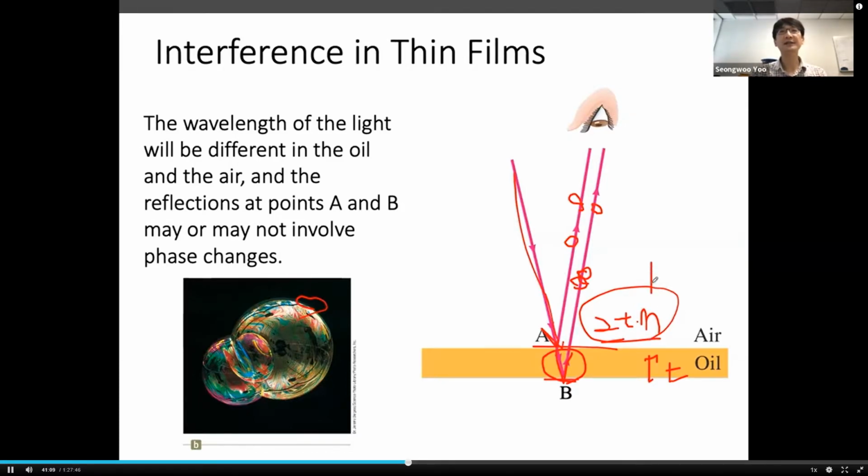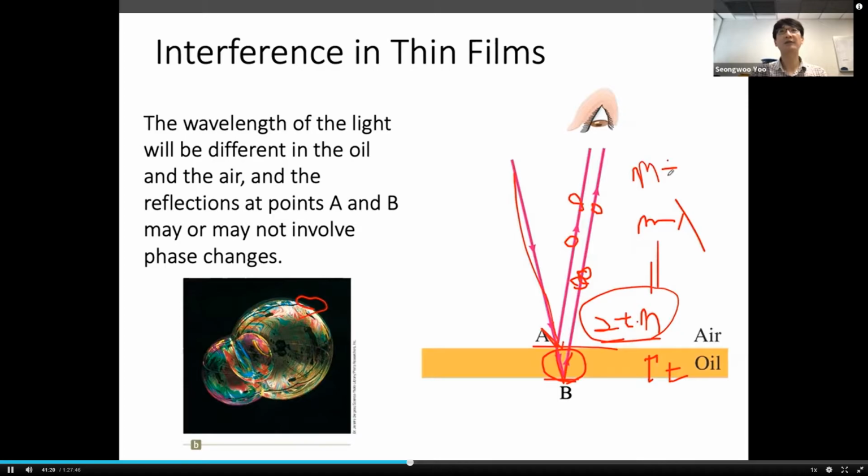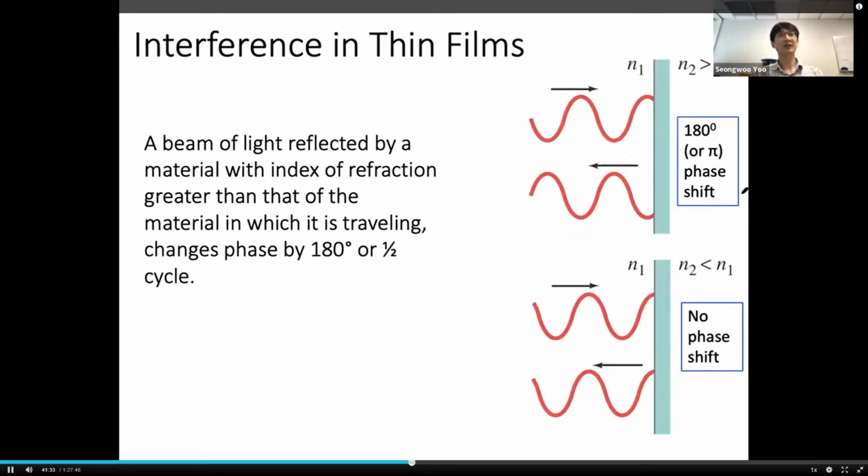And if this becomes m lambda, then we will have constructive interference. And if they have m plus a half lambda, then we will have destructive interference. Well, it's always the same: in phase, constructive interference; out of phase, destructive interference. But when it comes to thin film interference, there is one additional thing you need to be careful about.